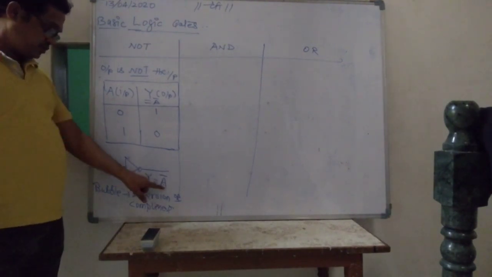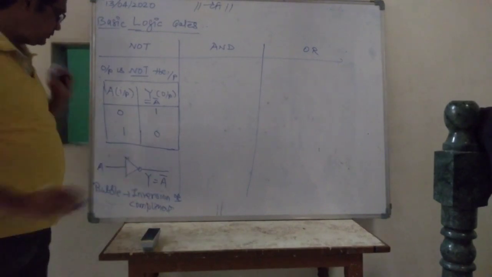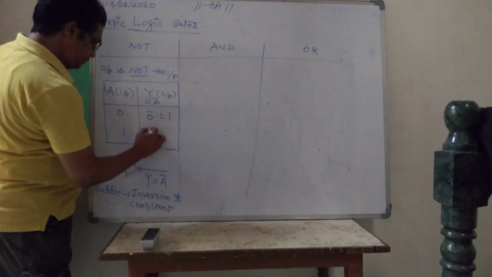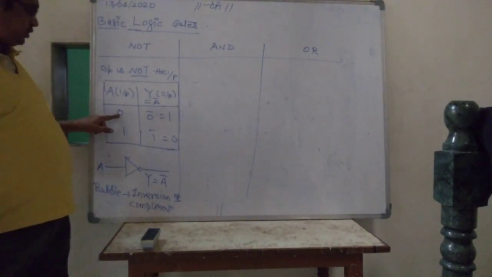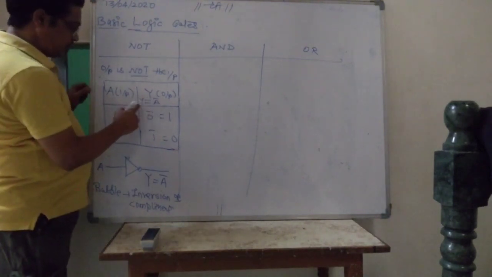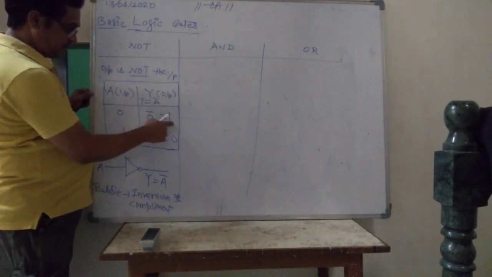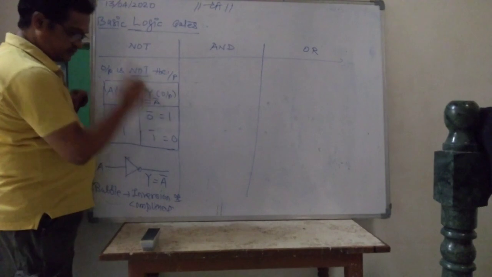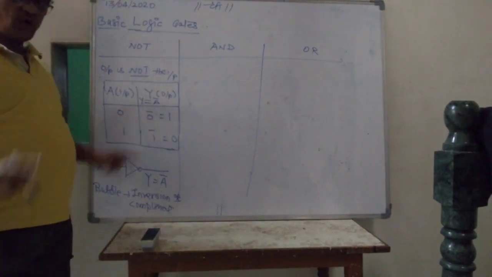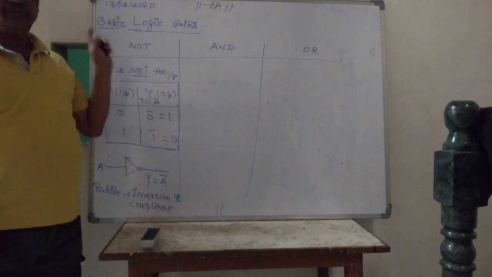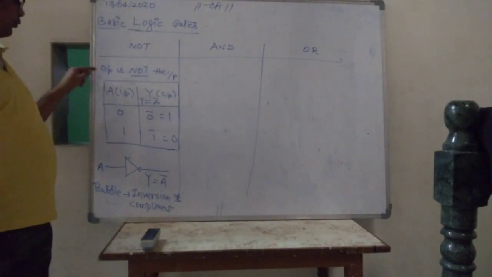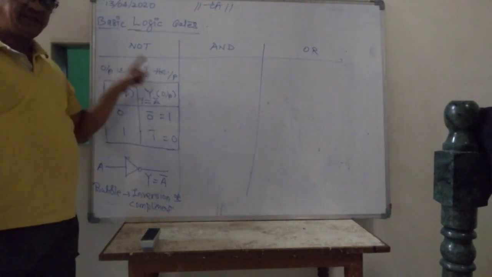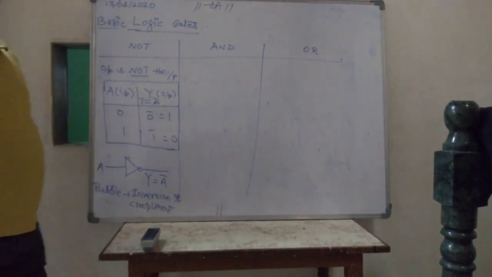If input is 0, 0 complement is 1. If input is 1, 0 bar equals 1, 1 bar equals 0. So input is 0, output is the complement of input, A bar, 0 bar is 1. If A is 1, output is A bar, 0. So output is not the input, that is the logic, the relation between input and output. This is the name of the gate, but its meaning is the dictionary meaning. Output will not be equal to input.